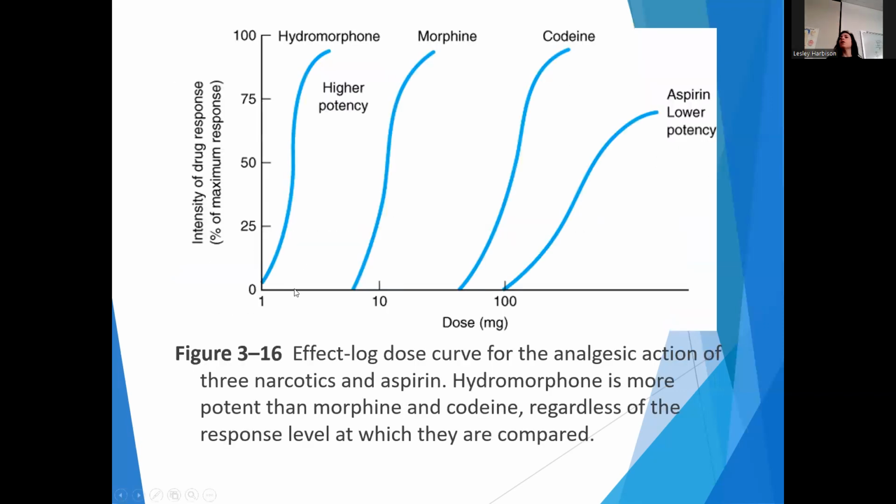So here's an example. A drug like hydromorphone. Hydromorphone is very, very potent. It would take a very small dose to get a very high therapeutic effect. Something like morphine is less potent because you need more of it to get the same effect. And then something like codeine is even less potent because now you need close to 100 milligrams to get the same effect. And then something like aspirin is even way less potent because you don't even get up to that height with a certain dosage. So that's just an example of potency.